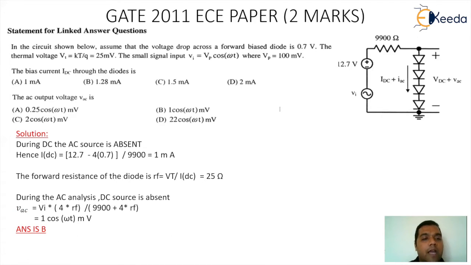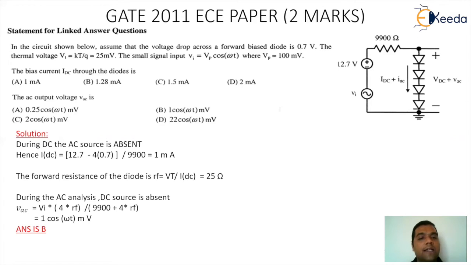So the DC current flowing through the diode will be defined by the drop across the diode, which is 0.7 multiplied by 4, because here there are 4 diodes and every diode will have a drop of 0.7. So 4 into 0.7 will give you a potential. You subtract that potential from the supplied DC voltage, that is 12.7 volts. So the potential difference will be 12.7 minus 4 into 0.7. Now when I divide this potential difference by the value of R, that is 9900 ohm, you will get the value of I, which comes as 1 milliampere. So the value of the DC current is 1 milliampere.